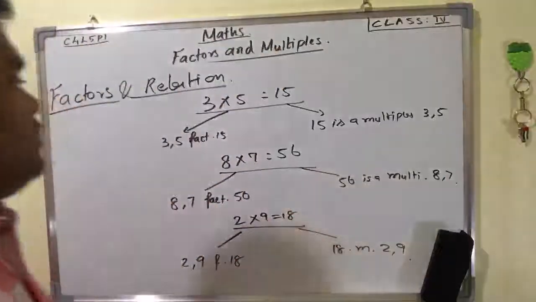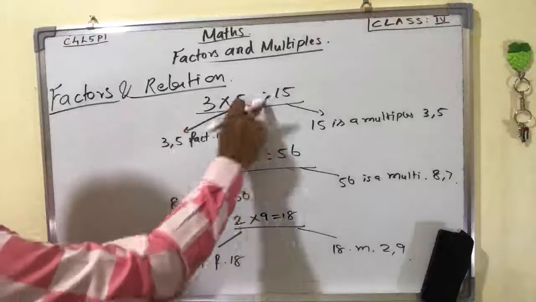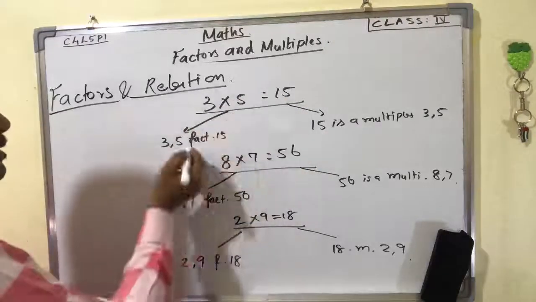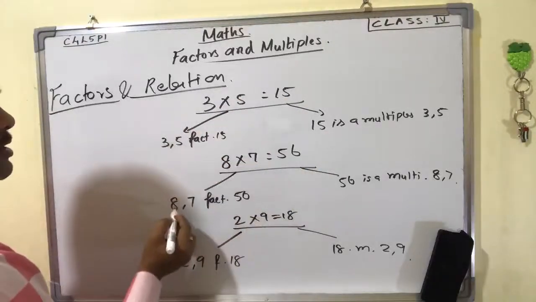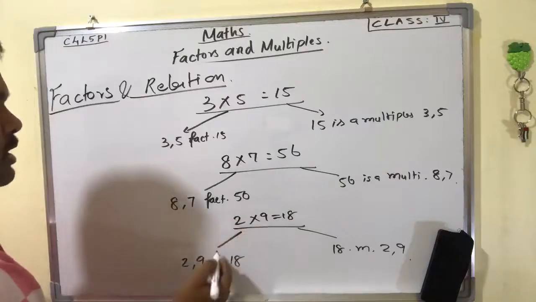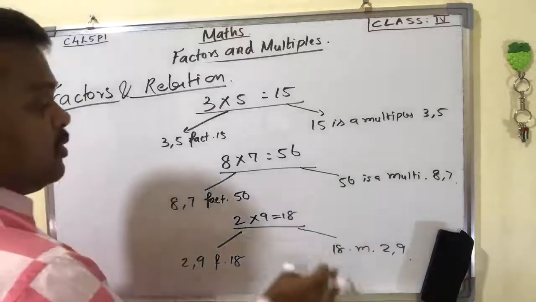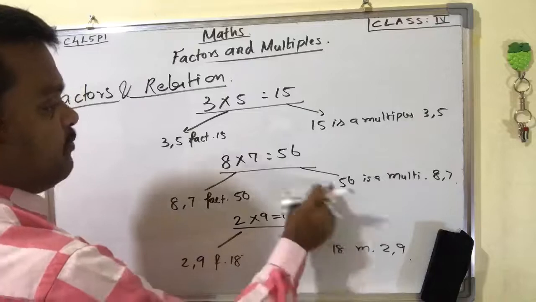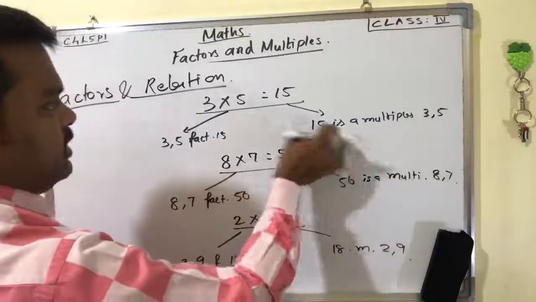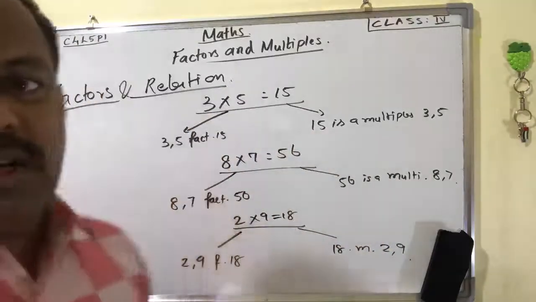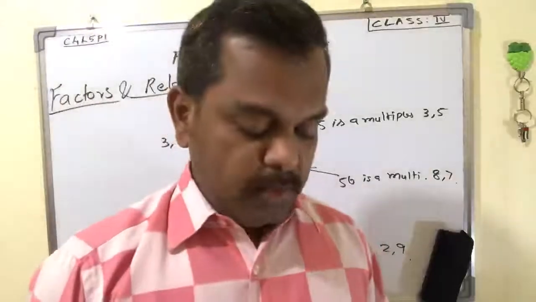Okay, look here. 3 5s are 15, 3 and 5 are factors. 8 7s are 56, 8 and 7 are factors. 2 9s are 18, 2 and 9 are factors. So 18 is a multiple of 2 and 9, 56 is a multiple of 8 and 7, and 15 is a multiple of 3 and 5. This is the relationship between factors and multiples.